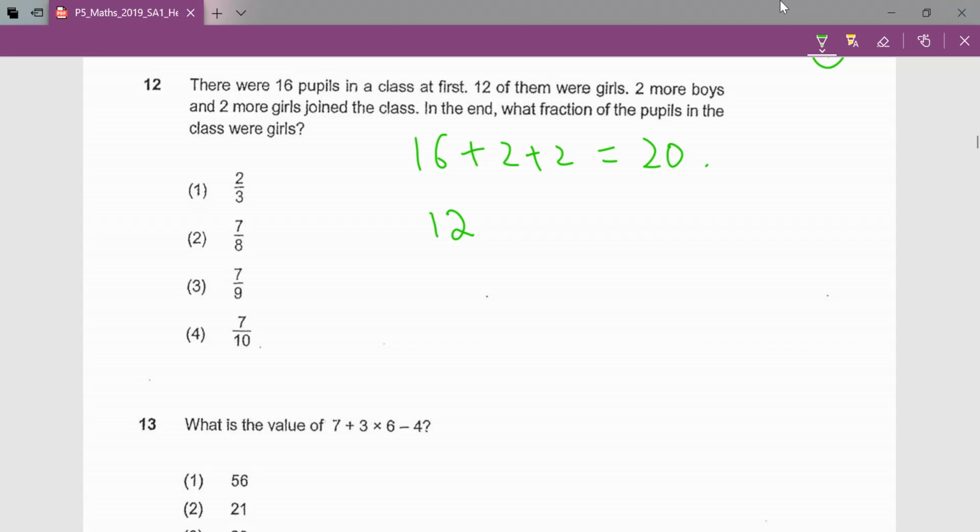How many more girls joined? The 2 girls joined. So now we have 14 girls. So what fraction of the pupils are girls? 14 over 20. I simplify it. I should get 7 over 10, which is option 4.